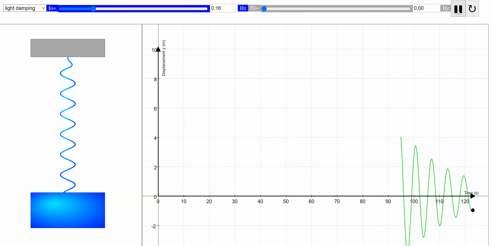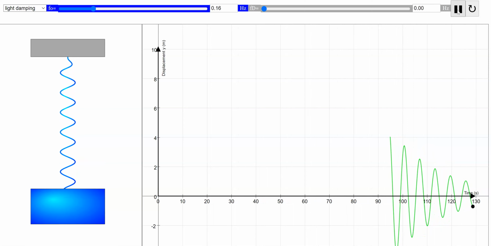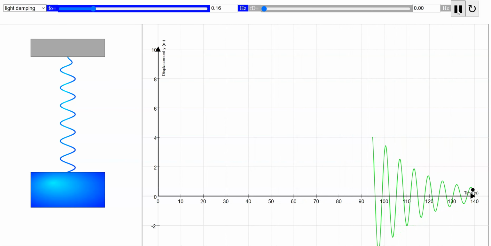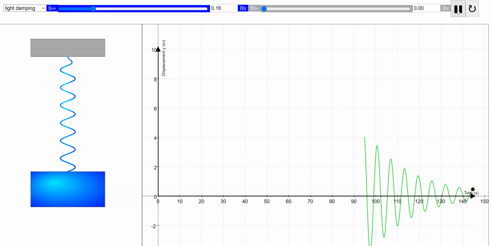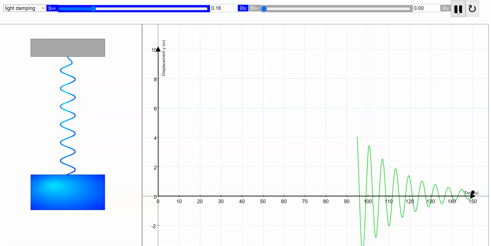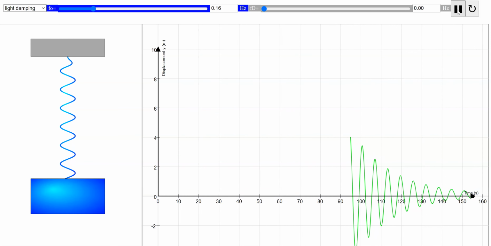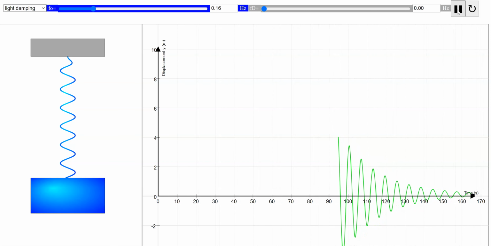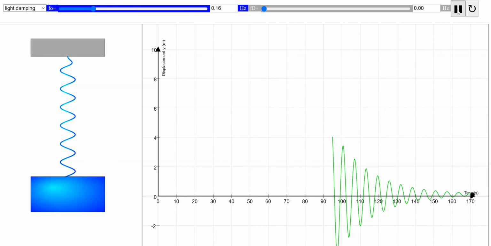Light damping is making our solution change amplitude, right? If before we had a constant amplitude, now you see that the amplitude is changing exponentially, right? And eventually it goes to 0. And it goes to 0 faster or slower, depending on how big the damping is, right?